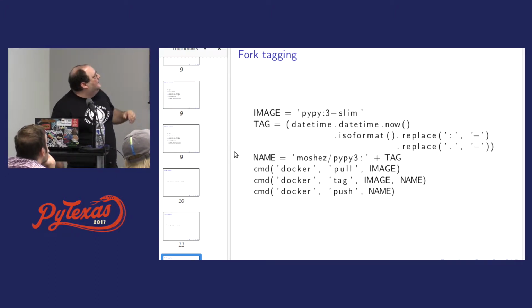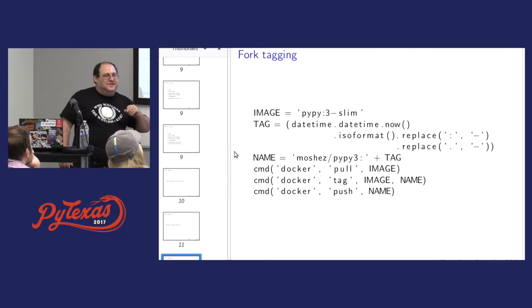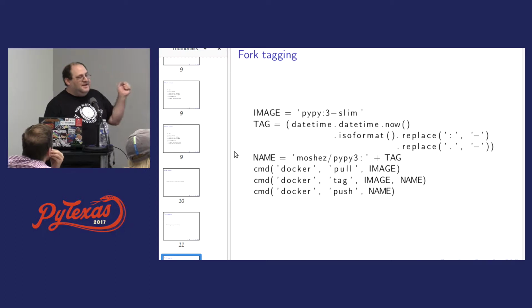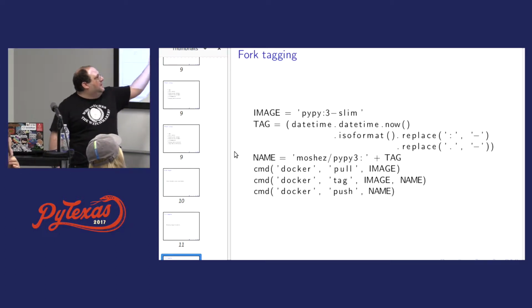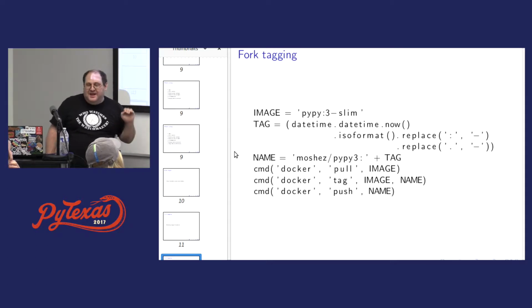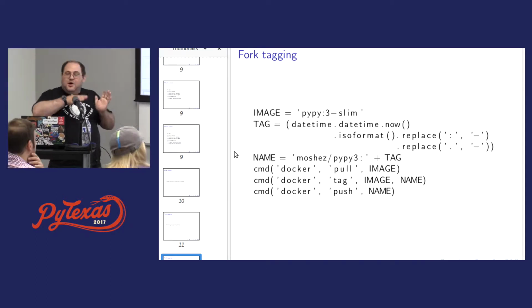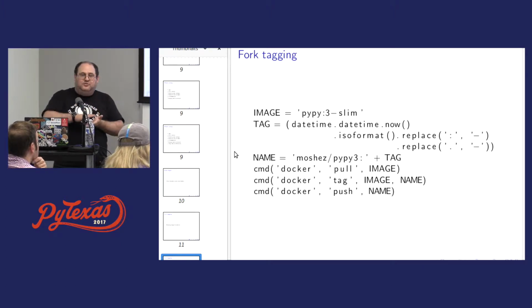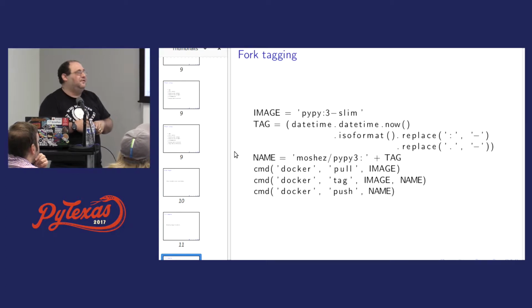So I'm tagging it with datetime now, which I think goes all the way up to the microsecond level. So it's very unlikely you get a collision. And then I'm basically doing pull, tag, push. Now the way Docker registries work is actually very funny. They know how to not write things when they don't need to write. They actually have a hash name for each thing.